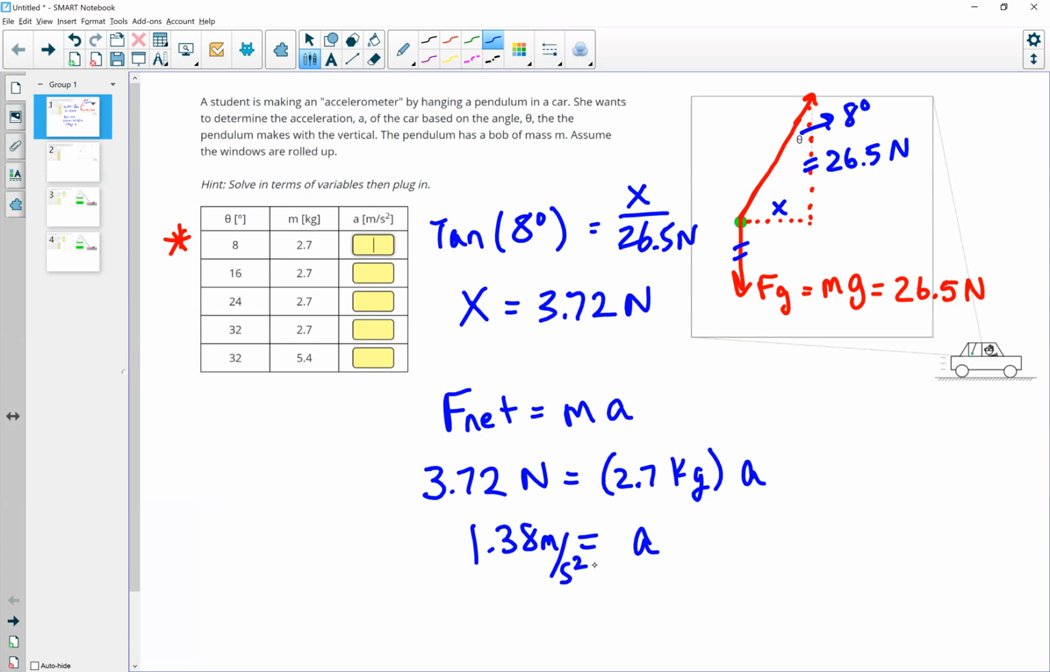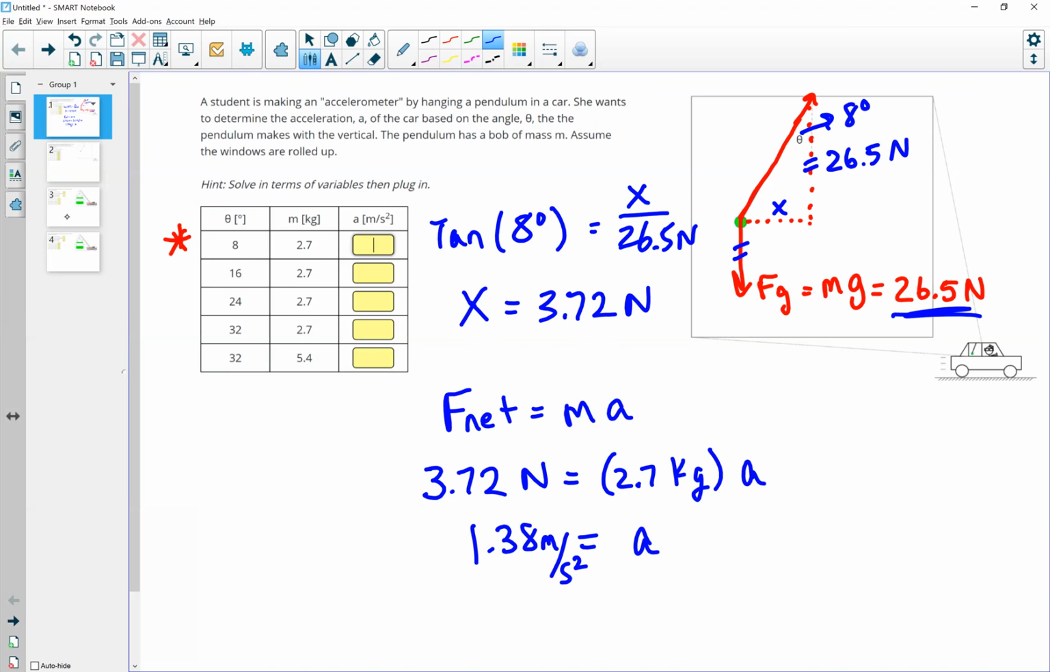So you're going to follow through with the same process on each of the settings. You're just going to change the angle, which is going to change your net force. And in some of them, you're going to change the mass, which will change the weight force. You just have to use that same logic for each of the different rows in this problem to solve for that acceleration. So I hope that makes sense for that question.